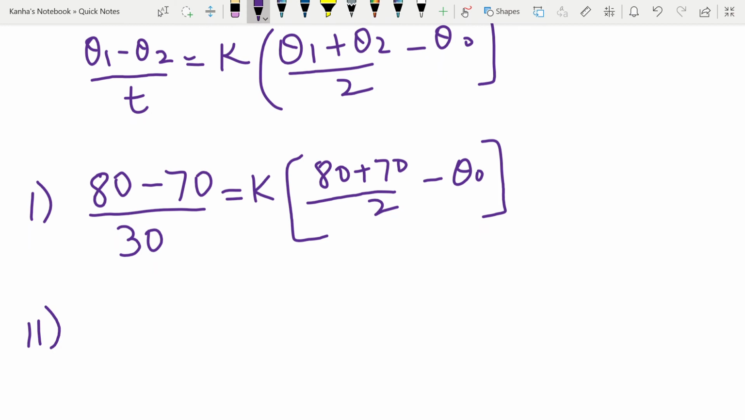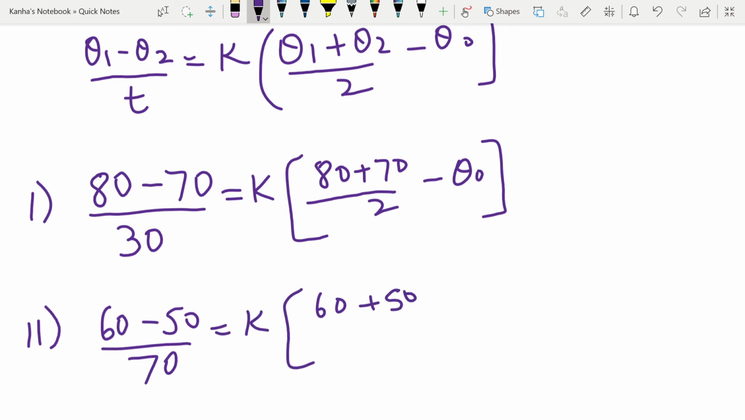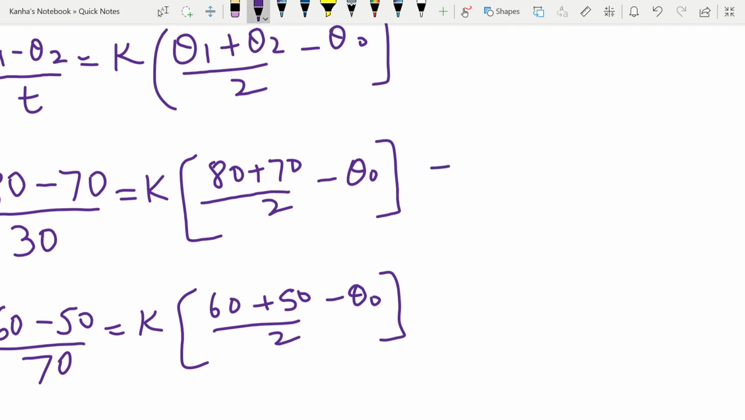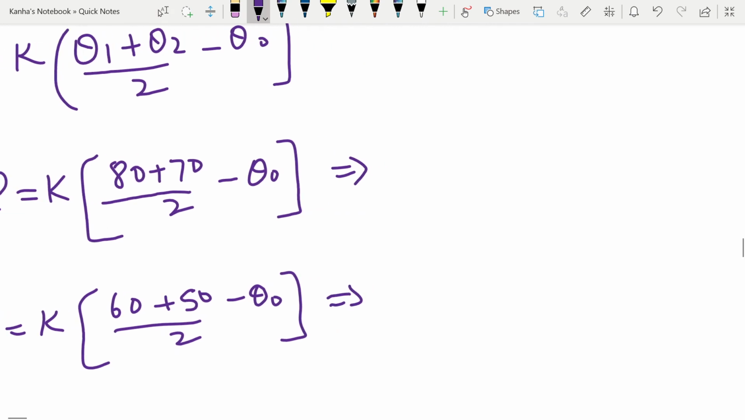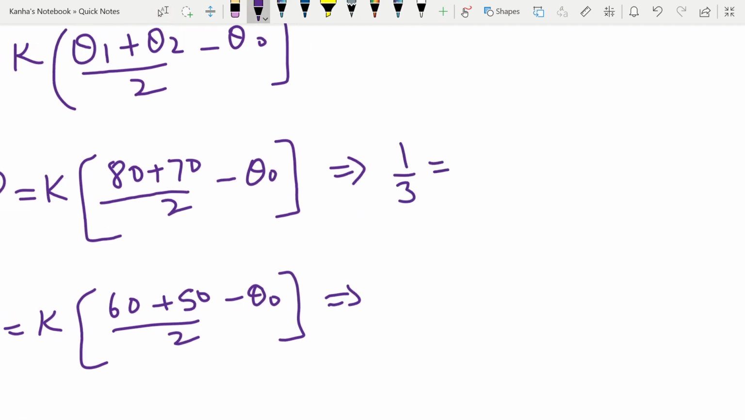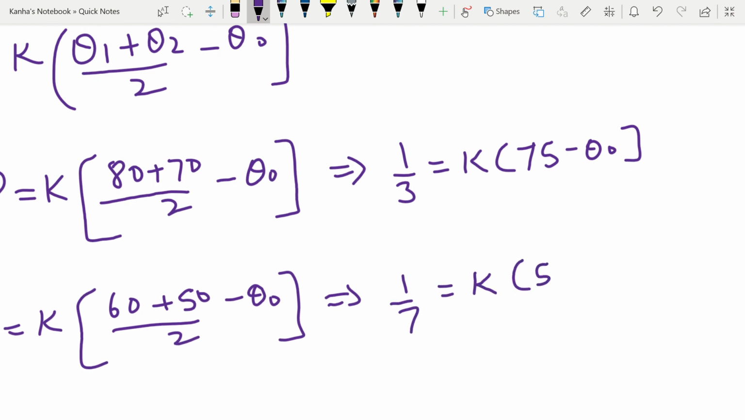For the second case, what do I have? I have 60 minus 50 divided by 70 is equal to k times (60 plus 50 by 2) minus theta naught. From the first equation, I can reduce this down to 1 by 3 is equal to k times (75 minus theta naught). Also 1 by 7 is equal to k times (55 minus theta naught). This is my equation number 1. This is my equation number 2.